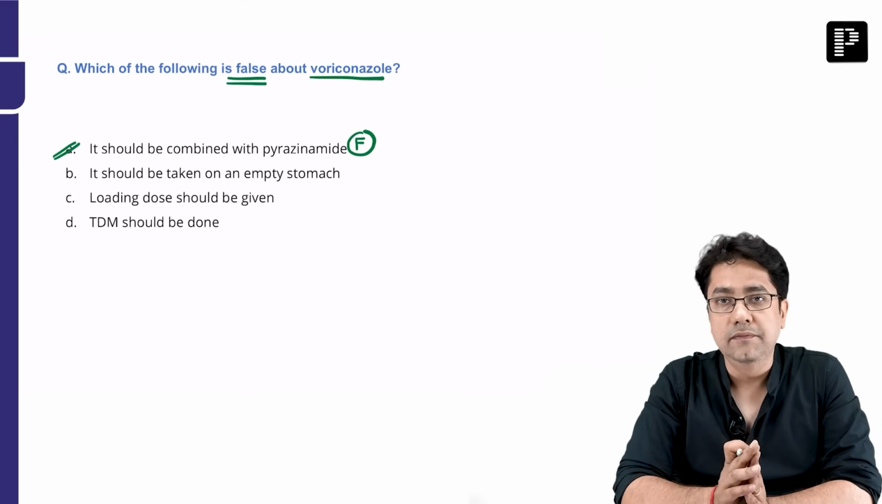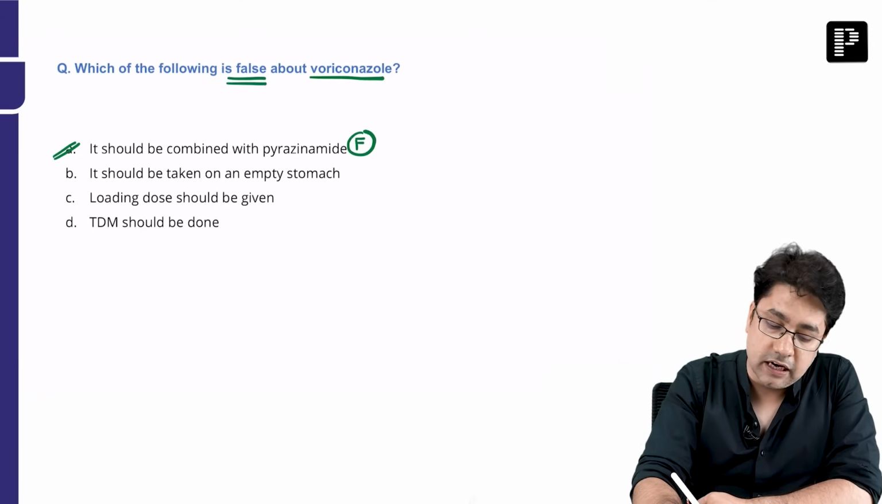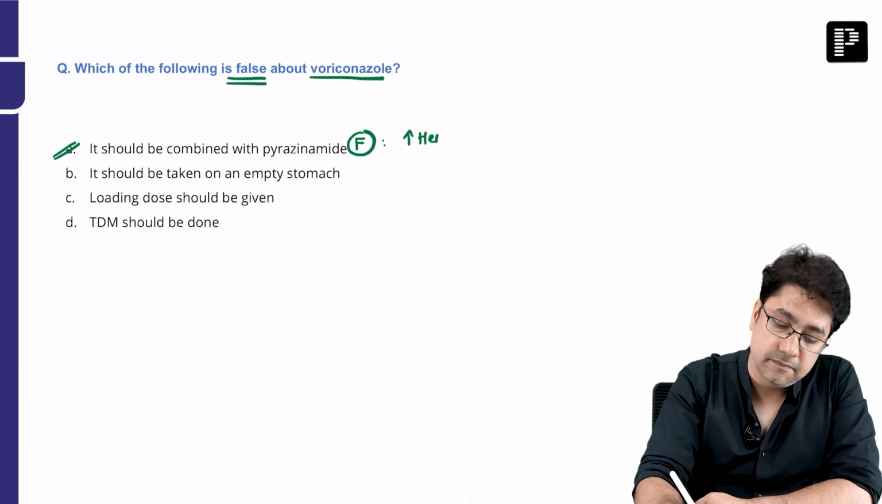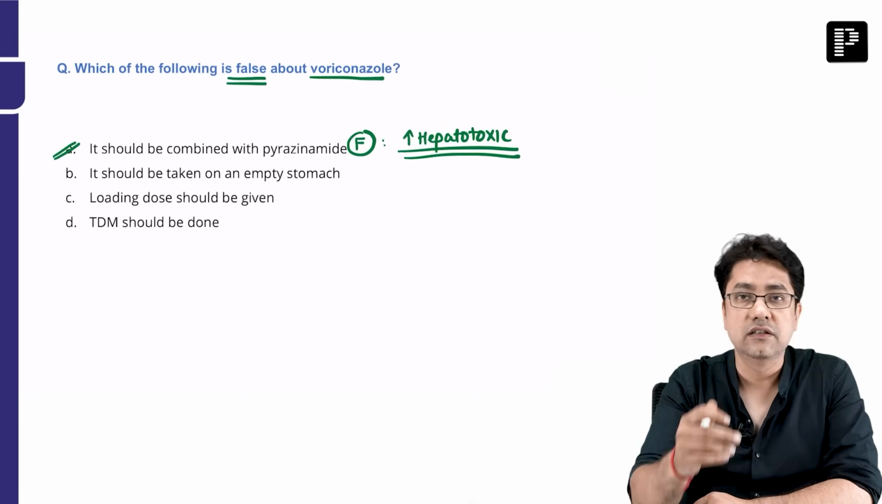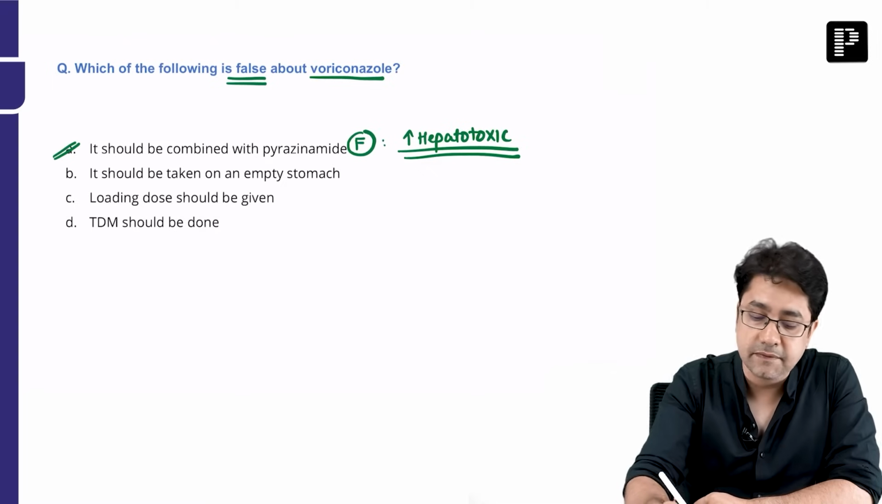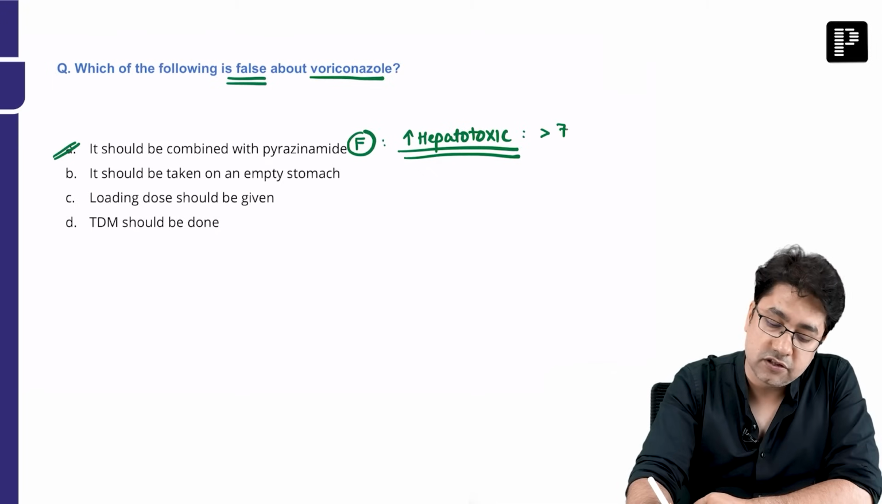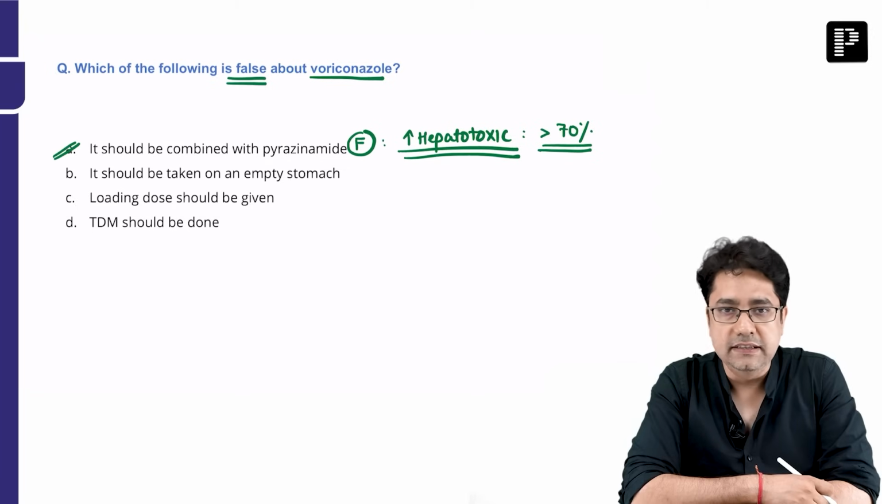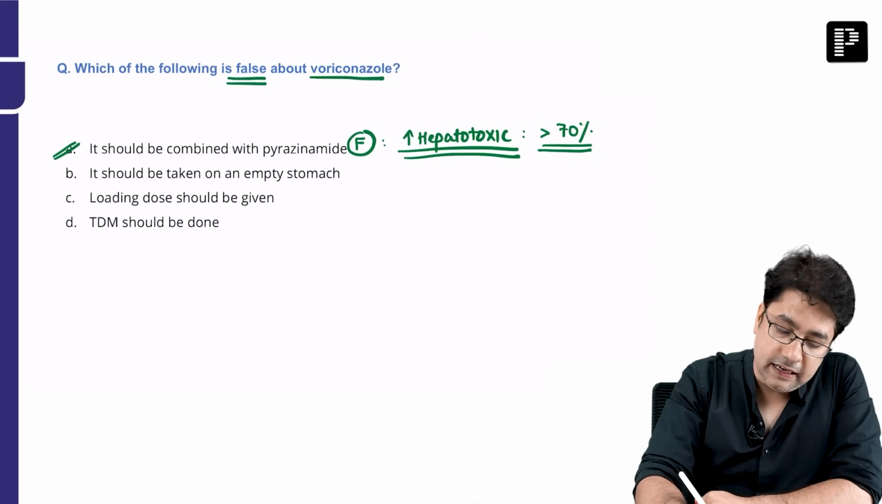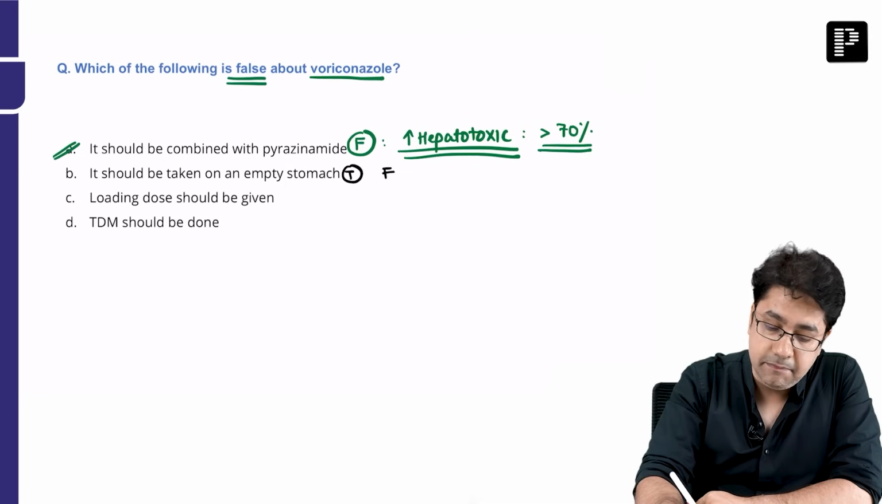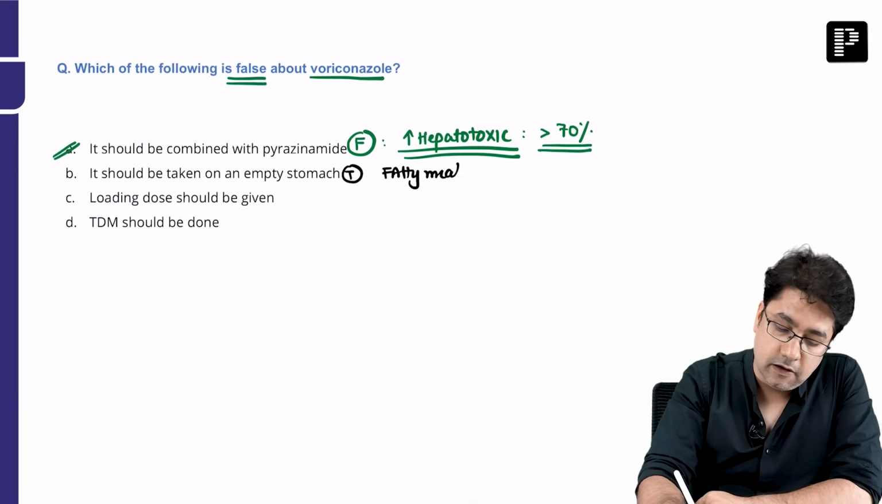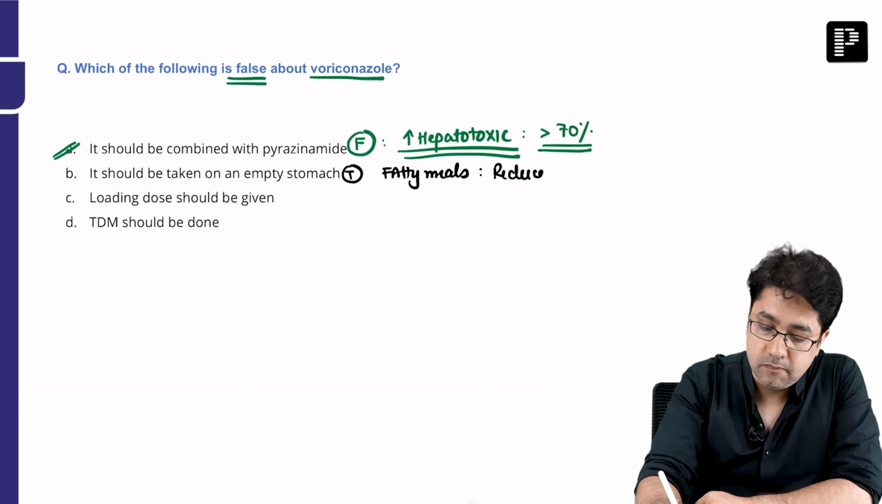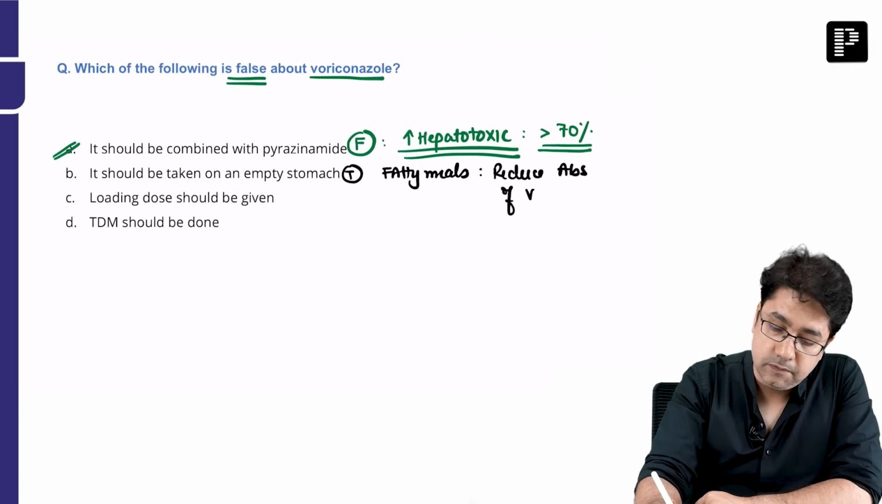Now, voriconazole and pyrazinamide, they both are hepatotoxic agents. We know that the most hepatotoxic TB drug is pyrazinamide. Azoles like voriconazole are hepatotoxic. So if they are combined together, the risk of hepatotoxicity increases by more than 70%. That is why we avoid combining voriconazole with pyrazinamide. Now, voriconazole should be taken on an empty stomach, true, because fatty meals reduce absorption of voriconazole.